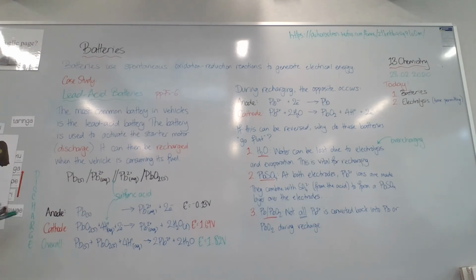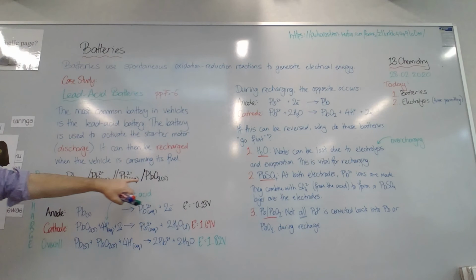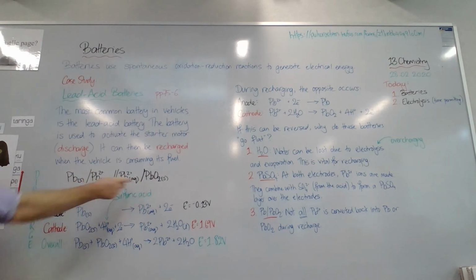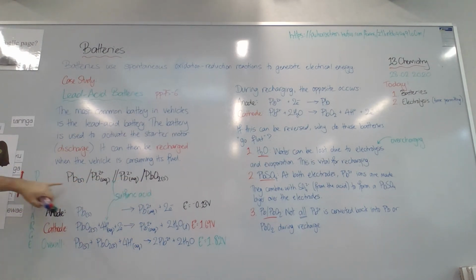So at the anode, we have got oxidation. We need to remember that. Of these two chemicals here, when we look at what they're paired up with, which is the lead ion, we know that this one must be the one being oxidized because this has got an oxidation number of 0 and this has got an oxidation number of 2. So this must be what happens at the anode for discharge. Therefore, lead dioxide must be what is being reduced at the cathode to generate this voltage.